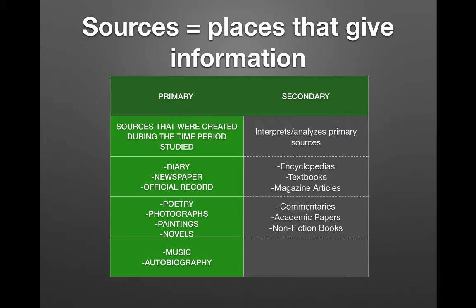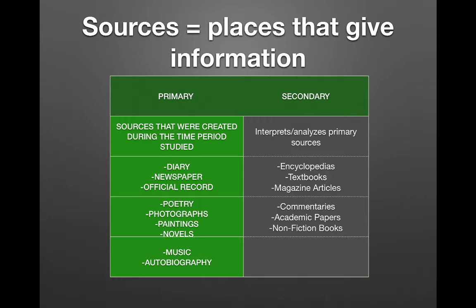So you'll see on the left-hand side, primary sources are sources that were created during the time period that is being studied. So it could be a diary that was written by somebody living at the time, a newspaper that was written during the time period, an official record or government document, so a census record, or maybe birth records from a certain hospital, or maybe government spending records from that time period.